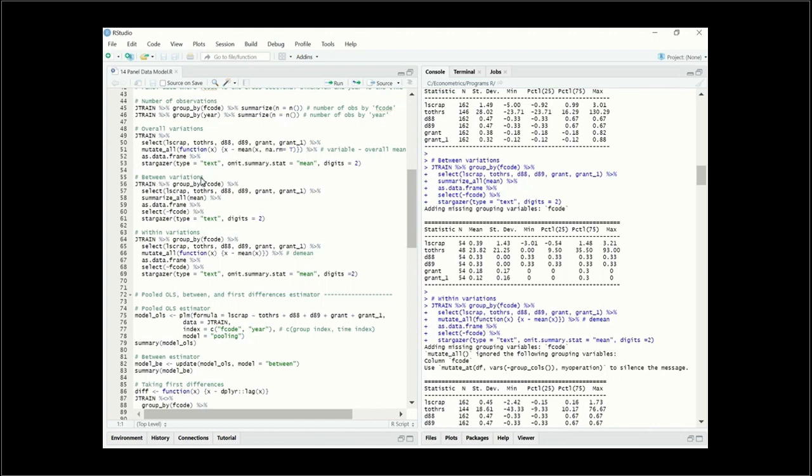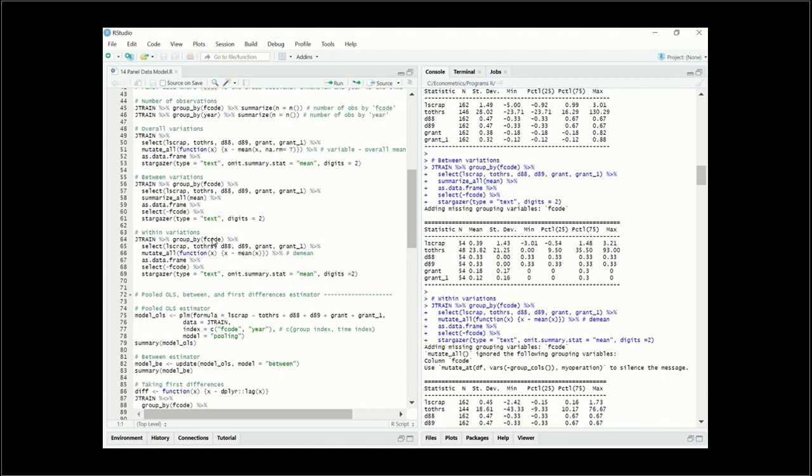For the between variation, what we have here is first we need to use the data frame group by F code. So we're going to be grouping by the firm code here. We're going to be selecting all the variables, and then we're going to summarize just the mean. So we just want to summarize the mean of it for the between variation. And then we're going to be dropping this F code from the variables, and then we're going to be summarizing everything. So these are the means that we have here, and these are the standard deviations that we have here.